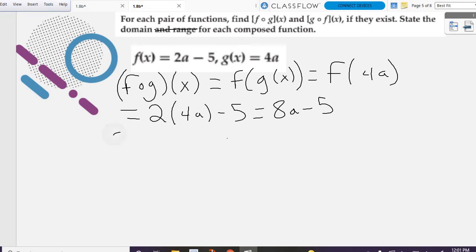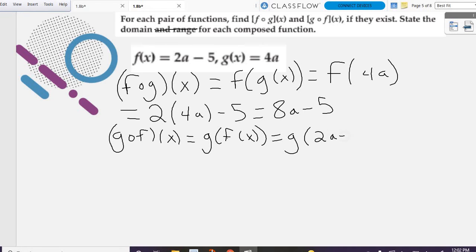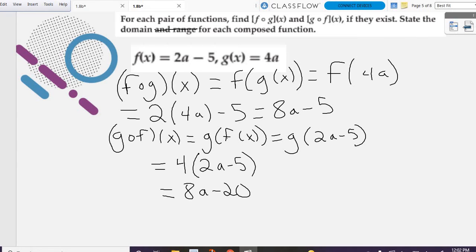So then for our other one, we have G composite F. So this time, we're plugging in F of X, which they tell us is 2A minus 5. So we're going to plug this in for the A that's in our G of X. So I write my 4, and then instead of just putting A, I'm going to put 2A minus 5. So I'm going to distribute, and I get 8A minus 20. So that would be our final answer. Okay.